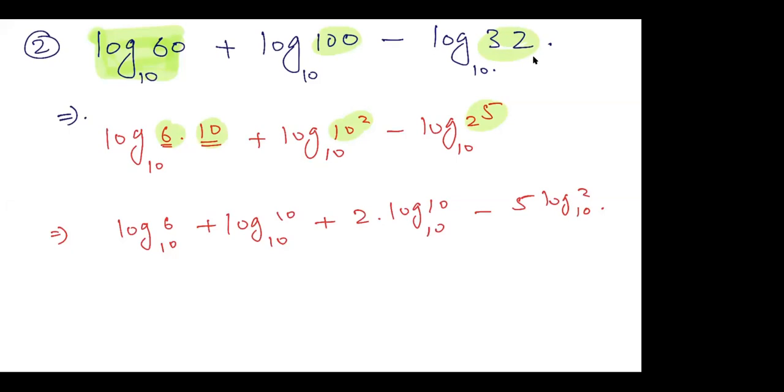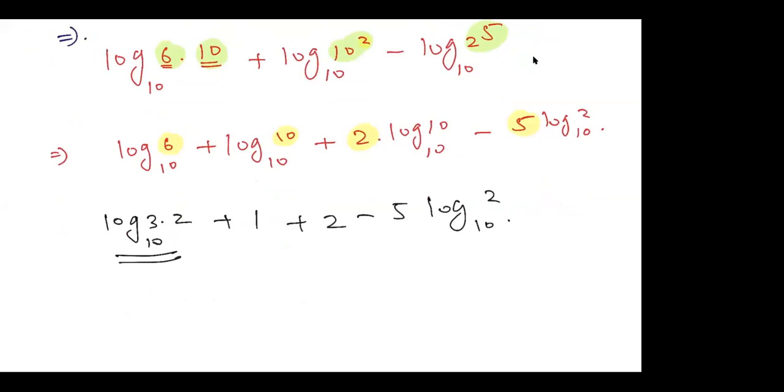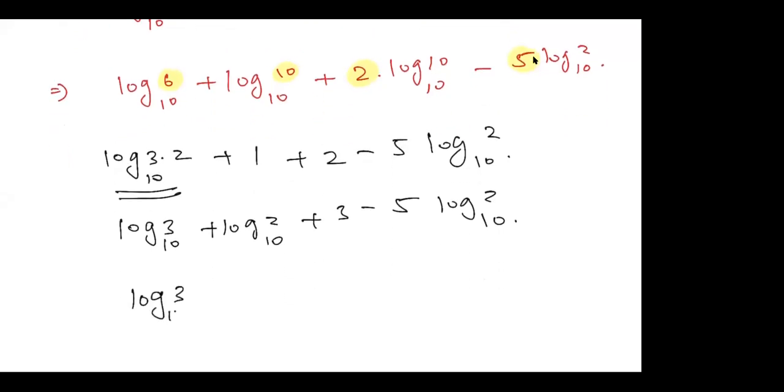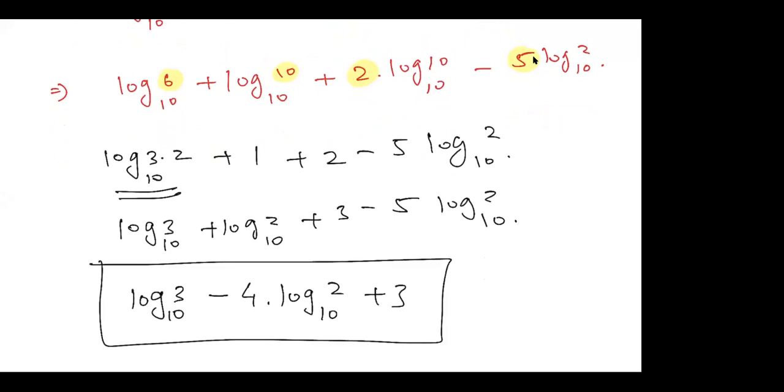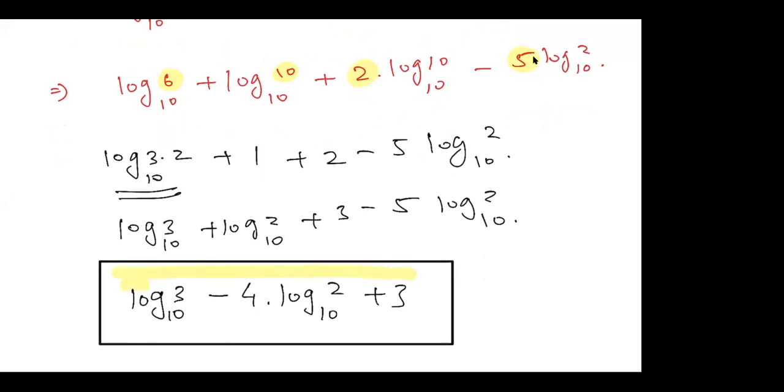Now, in the second step, log x into y is log x plus log y, and the power comes in front. So I'm getting log 6, again writing log 3 into 2 with a base 10, plus this value is 1, plus this value is 2, minus 5 times log 2 with a base 10. So log xy is log x plus log y: log 3 with a base 10 plus log 2 with a base 10 plus 3 minus 5 log 2 with a base 10. So ultimately, you are getting log 3 minus 4 log 2 with a base 10 plus 3. This is the answer in terms of log 2 and log 3.